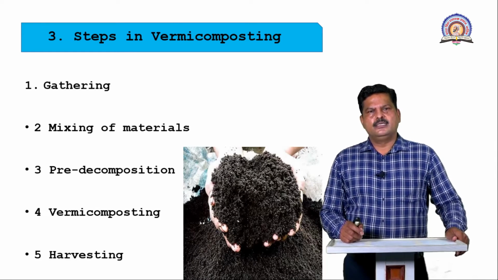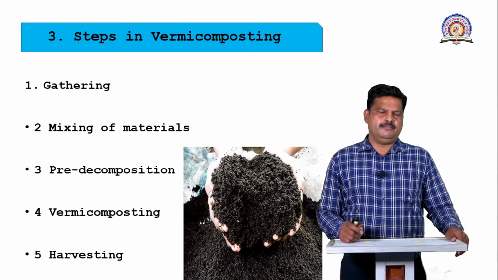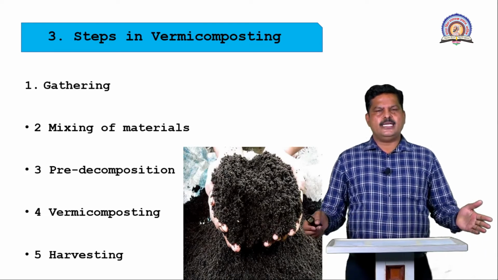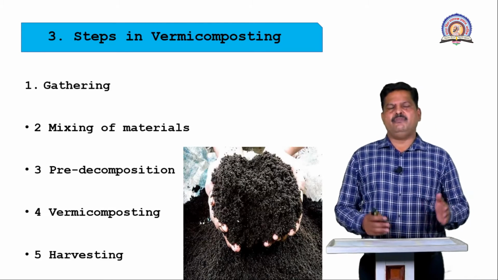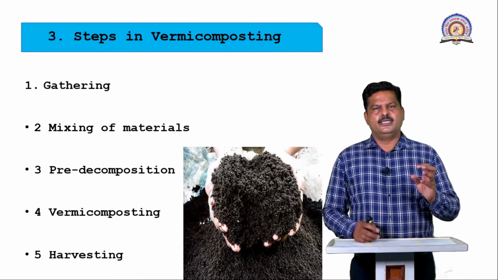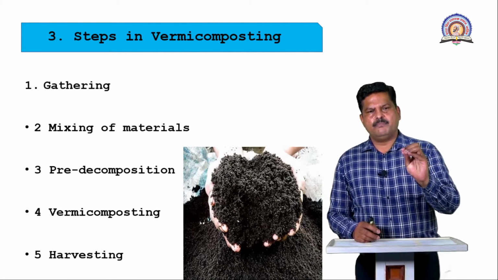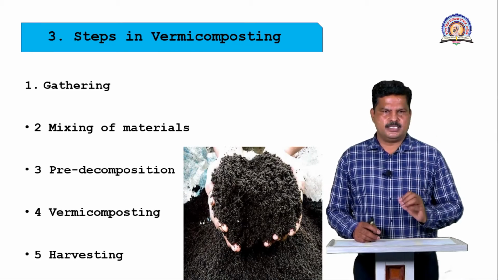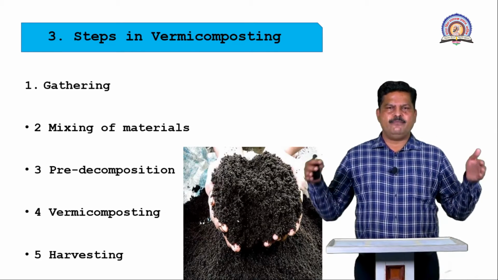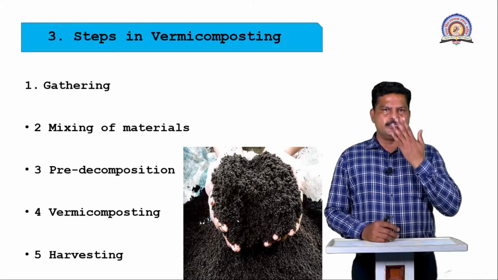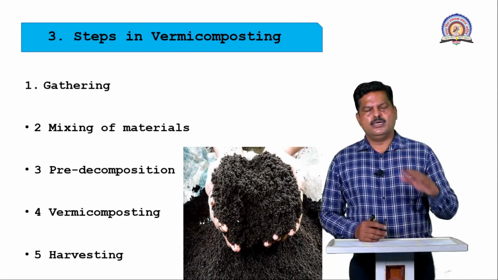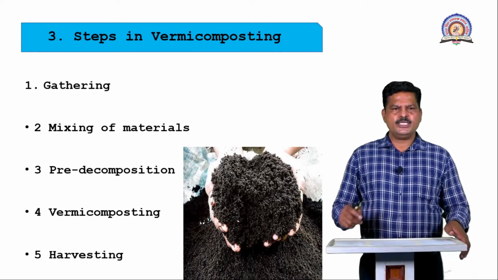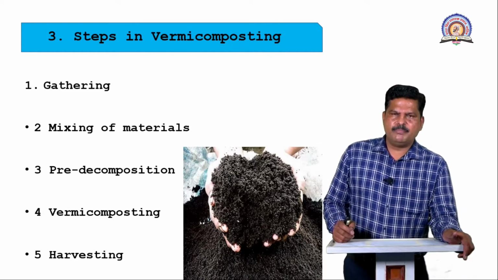Then the second step is mixing of material. The size of this waste material is large, so by using a shredder, we can break the material into small substances or small particles. When we add that material into the shredder, the shredder converts the material into minute particles. So that is called mixing of material.